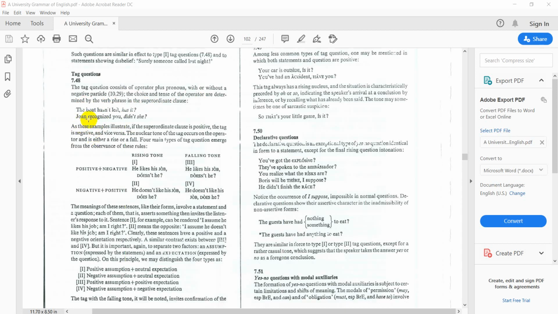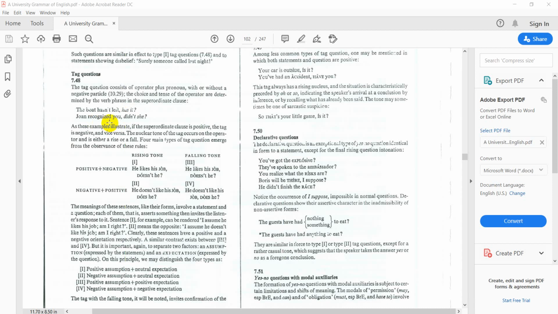The boat hasn't left. Has it? So here we have an operator, and the operator is negated, hasn't. So the tag will be positive. If the sentence is negative, then the tag will be the opposite. If the operator is negated, then the operator in the tag will be positive.